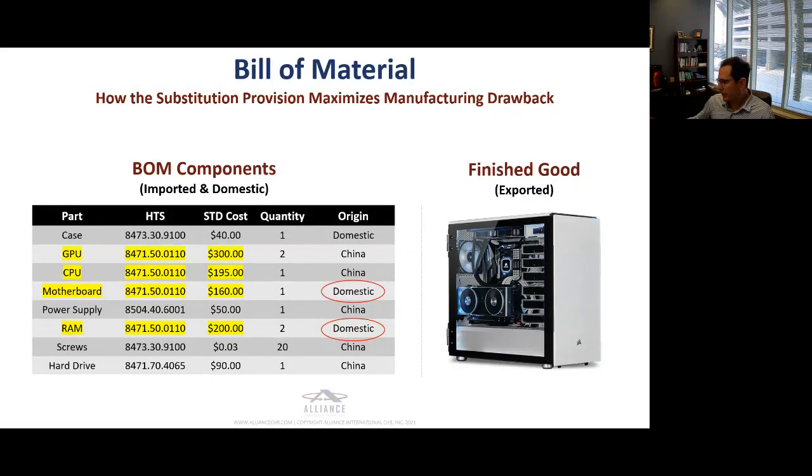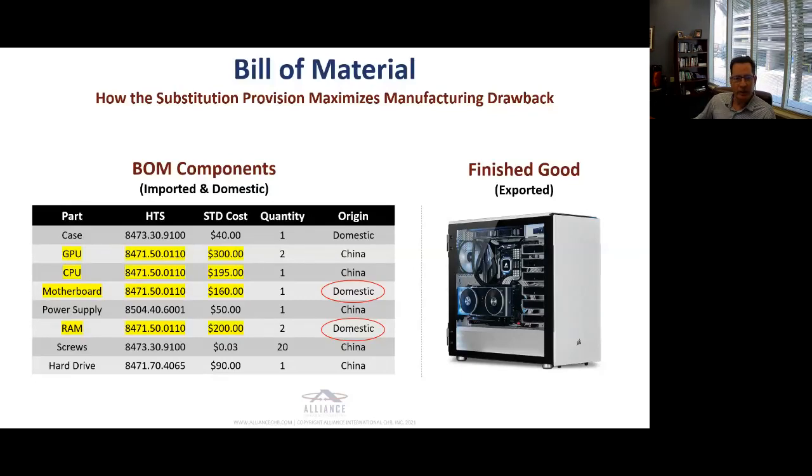Okay, once again, I want to refer back to the substitution provision. Similarly to unused merchandise drawback, the substitution methodology is available in a manufacturing drawback environment. So let's take a look at a real life example here. We have an exported PC that consists of a variety of different components: power supplies, motherboards, CPUs, and so forth, cases, screws, nuts, and bolts.